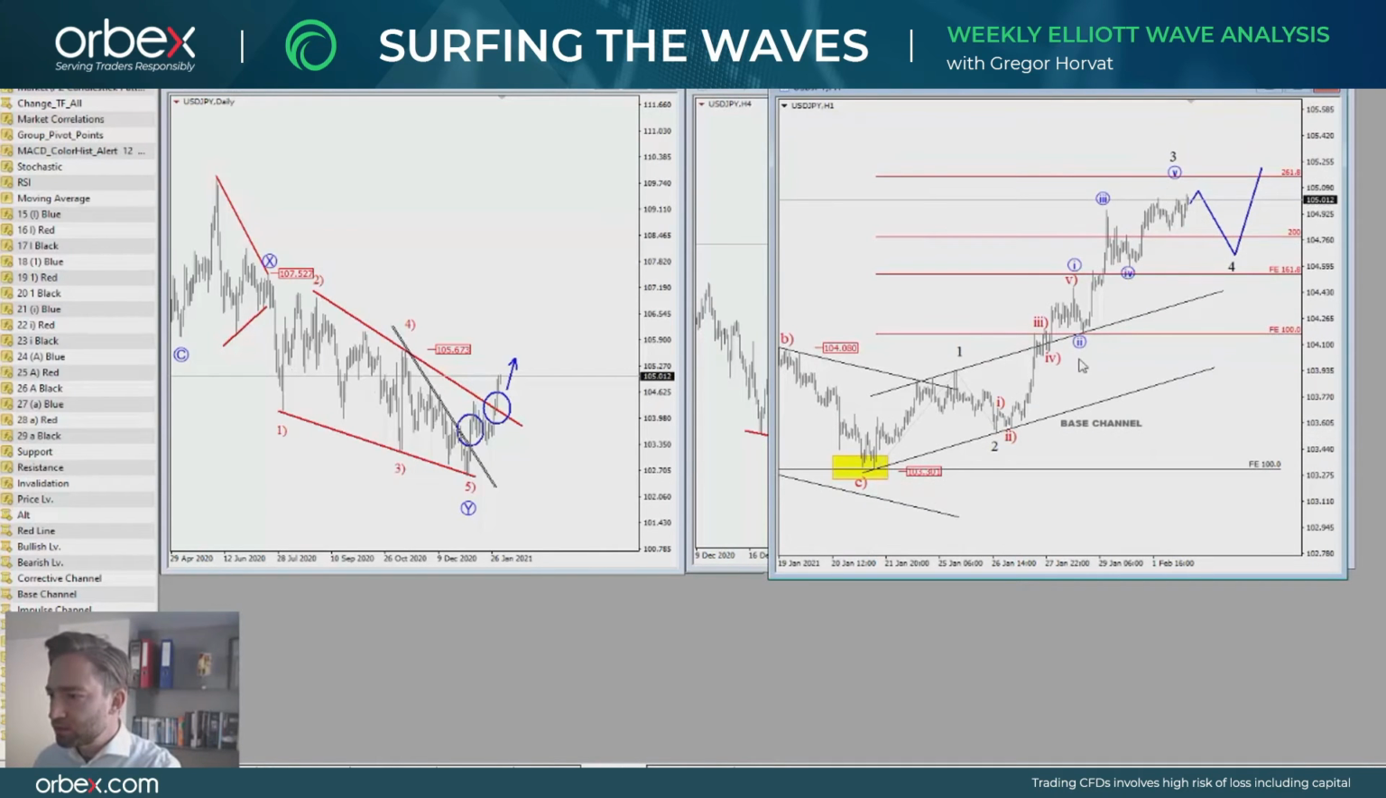Why? Because here I cannot count 5 waves up yet. So what I see here is wave 1, then a wave 2, and wave 3 now maybe approaching a resistance here at 261.8%. So watch out for a wave 4 pullback that could unfold in the next few sessions, but then eventually I'll be looking for a push towards the 105.50 or 106 level.